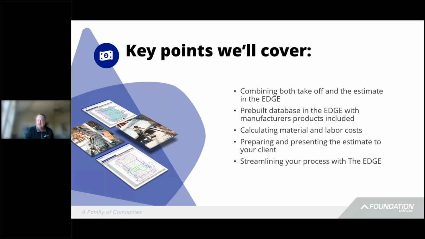Additionally, I'll show you how the Edge calculates both material and labor costs, which will give you accurate costs and numbers for these two key areas of the estimate. The fourth area we'll be covering is preparing and being able to present your customers the estimates directly in the Edge. The Edge will not only provide you with several pre-built reports, but also the ability to design your own reports and combine those with the proposal that is also included in the Edge and can be customized specifically for your company. The fifth item we'll cover is streamlining your entire estimating process, so you're not only producing estimates faster, but with increased accuracy as well, thereby allowing you to win more projects.